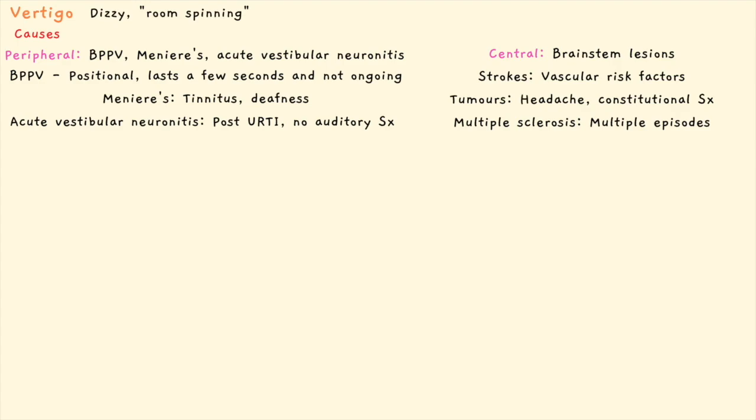Now, it really depends on the exact history as well as the age, but if it's more of an acute thing with vascular risk factors, you'd be suspicious of stroke. If it's a longer time frame, there's constitutional symptoms, they have headache, it may be a tumor in the posterior fossa. Or if it's a younger patient with multiple episodes separated in time and space, so different locations, maybe they've had painful blurry vision, maybe they've had difficulty walking, and these are months apart, then it could be multiple sclerosis.